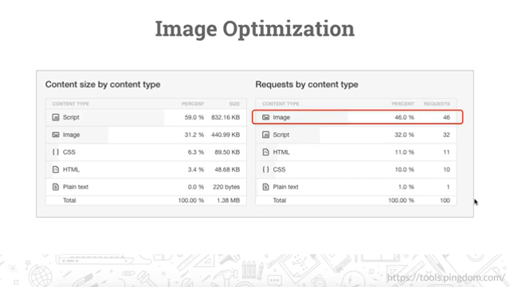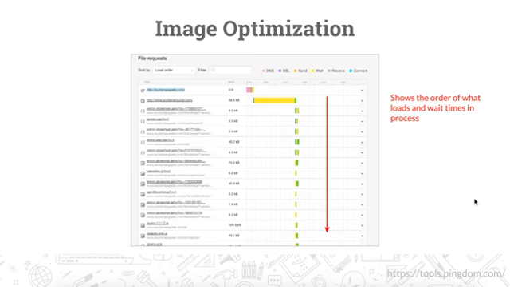So if my page speed is poor, this is something to investigate. This could be the reason why. Now, if I scroll down a bit further on this tool, it shows the order of what loads and wait times in process. You can also sort by file type and file size as well. So this is tools.pingdom.com. It's a free tool. It's great for analyzing whether or not images are impacting your load time.